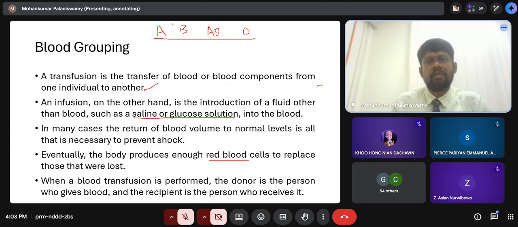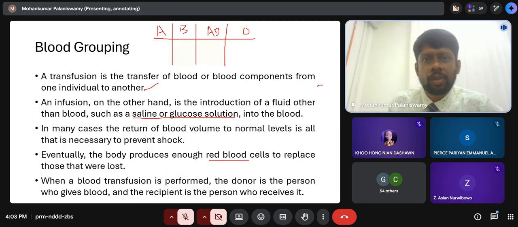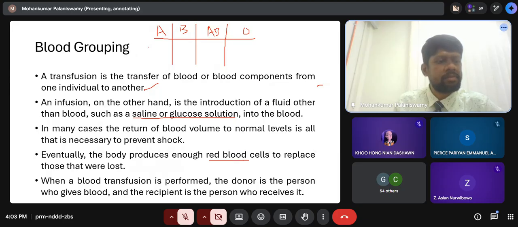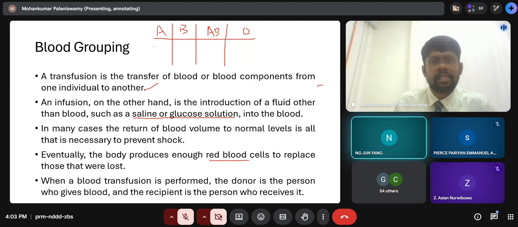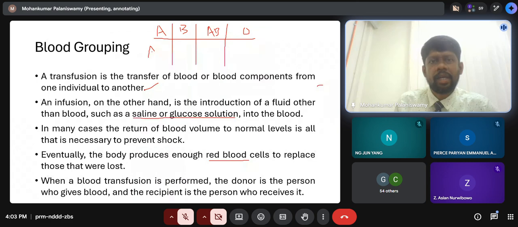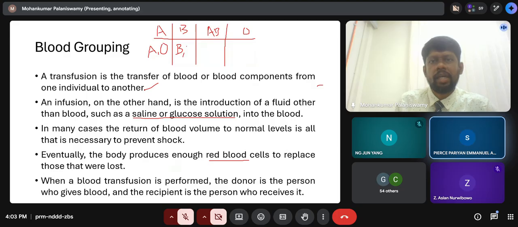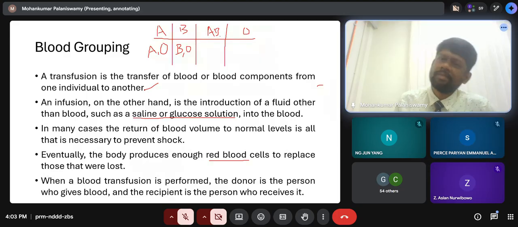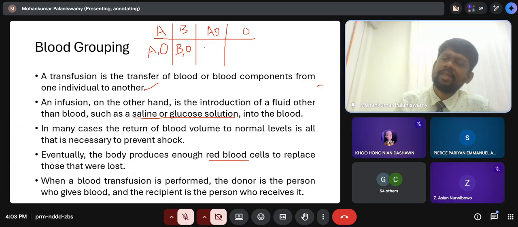A person with A blood group needs a blood transfusion. So who can donate their blood? Can anyone name it? Blood O and A. Yes. So people with the blood group A and O can donate the blood. For B, again, people with B blood group and O. B and O. For AB, only AB.